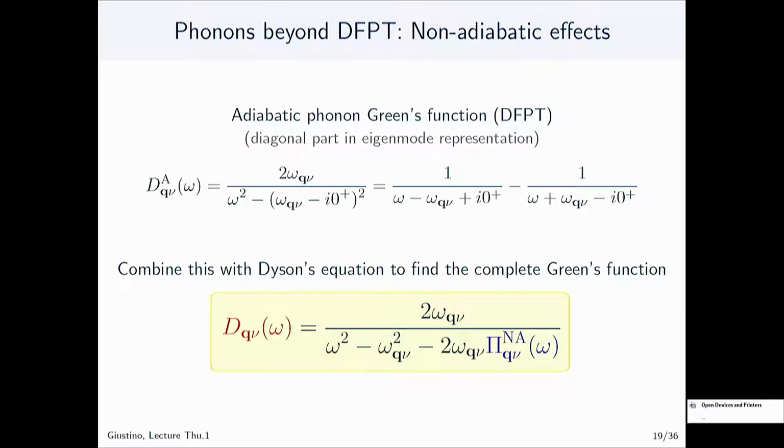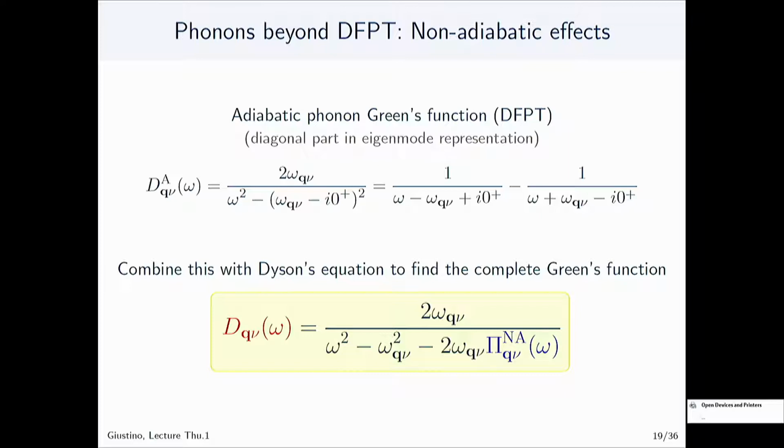So if you remember yesterday's lecture, we had a very similar expression for the case of the electron Green's function and the electron spectral function. We had a DFT result, and then there was a self-energy at the denominator, which is changing things a little bit, okay? So that's exactly the same story, but for phonons. So this self-energy will change things a little bit.